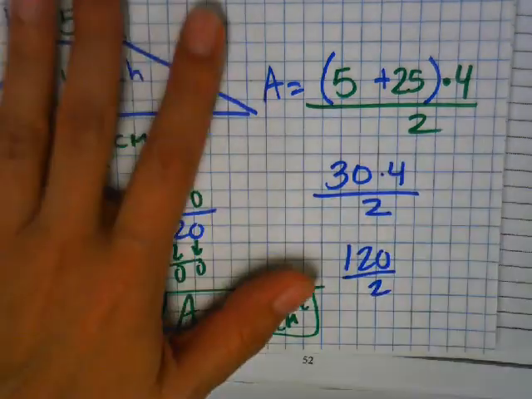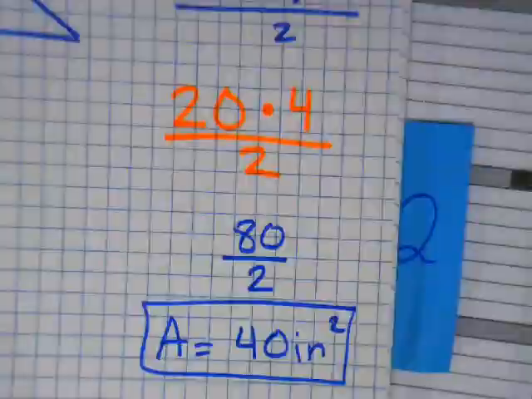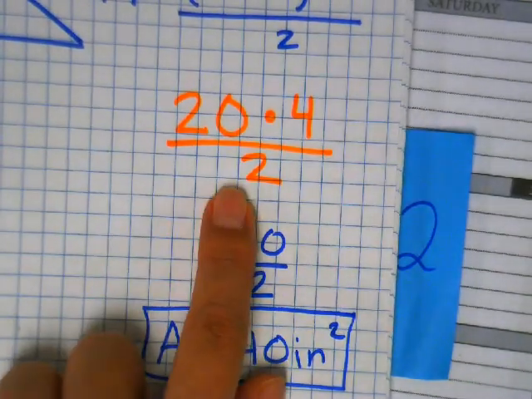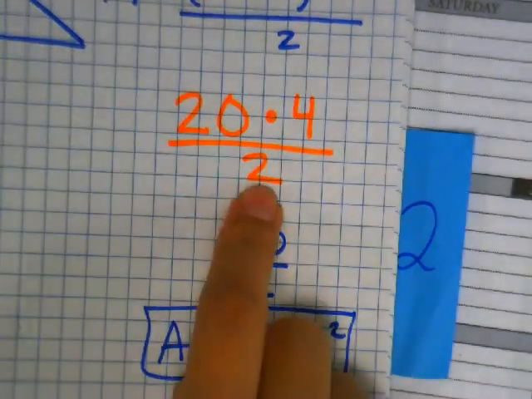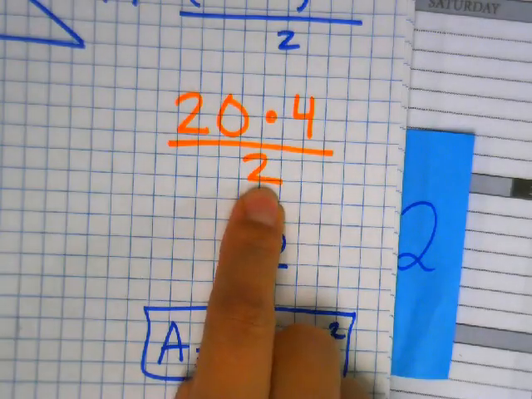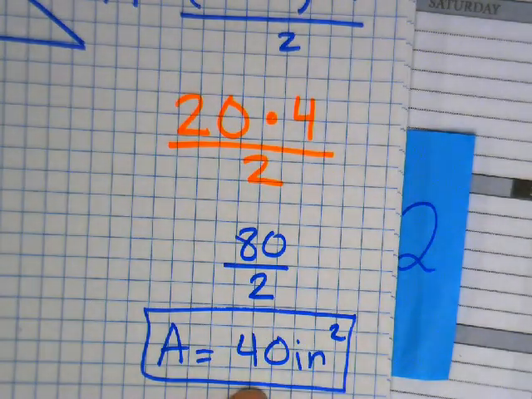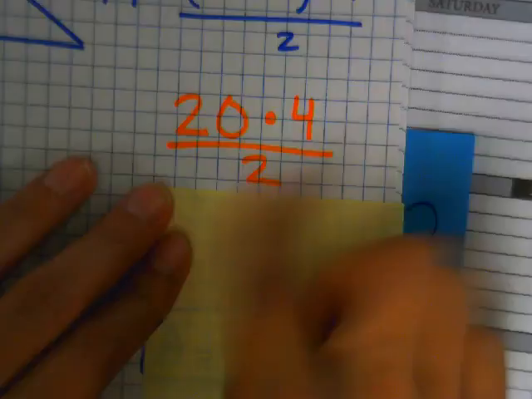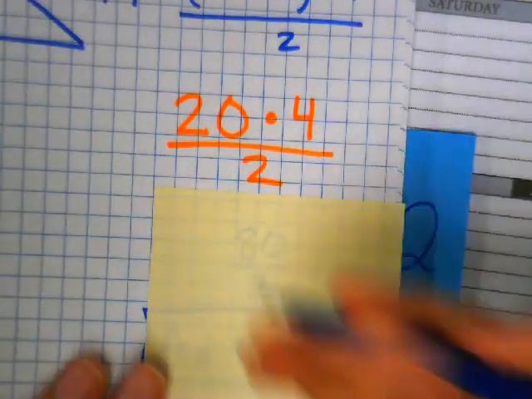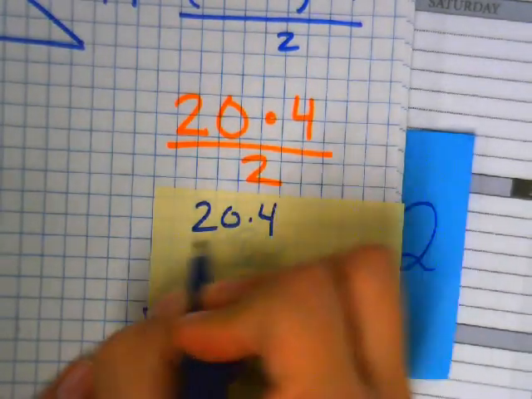Okay, we're going to go back to the first problem we did. I'm going to show you the shortcut. Do you see this part right here? This 20 times 4 divided by 2? What's our final answer? 40? Yeah? Okay, so I'm going to rewrite this. Pay attention. This is a shortcut. For some of you, it's going to save you a couple seconds of math.